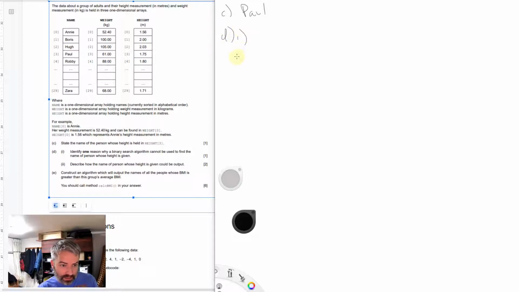Let's say D1, one reason. So the biggest reason here is the reason why we can't use binary search is because of the way binary search works. It's only a 1 point thing here, so you won't need a very detailed explanation, but binary search requires that the data is sorted.